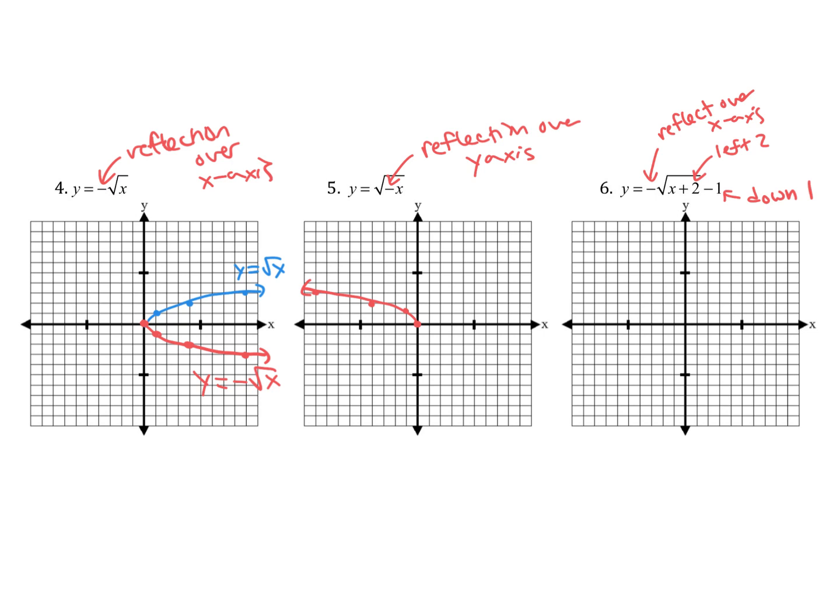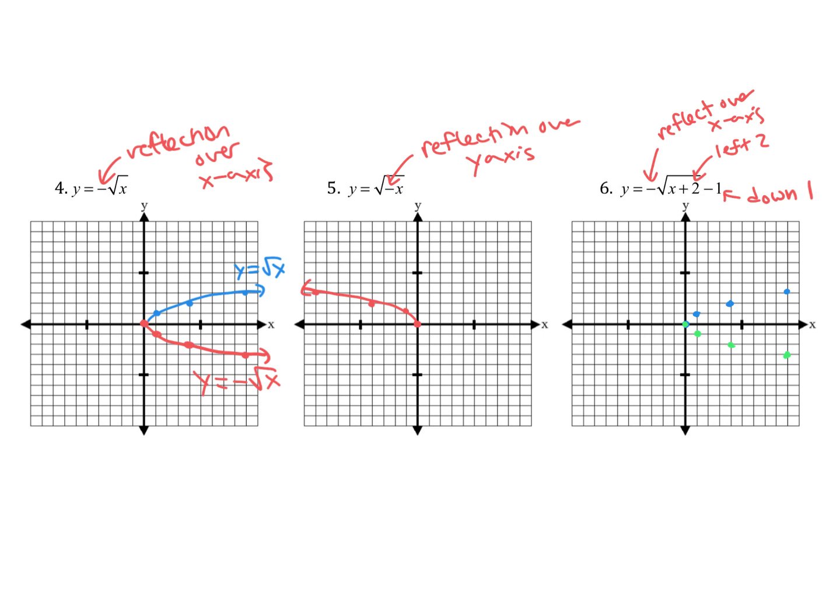So if you start with your parent function, I'm going to start by graphing that again. Here are the dots for our parent function. First, we're going to do a reflection, because the reflections and stretches should always happen first, the multiplying operation. So I'm just going to reflect it over the x-axis real quick, which gives me this graph. And then I'm going to take all of those points, left 2 and down 1.